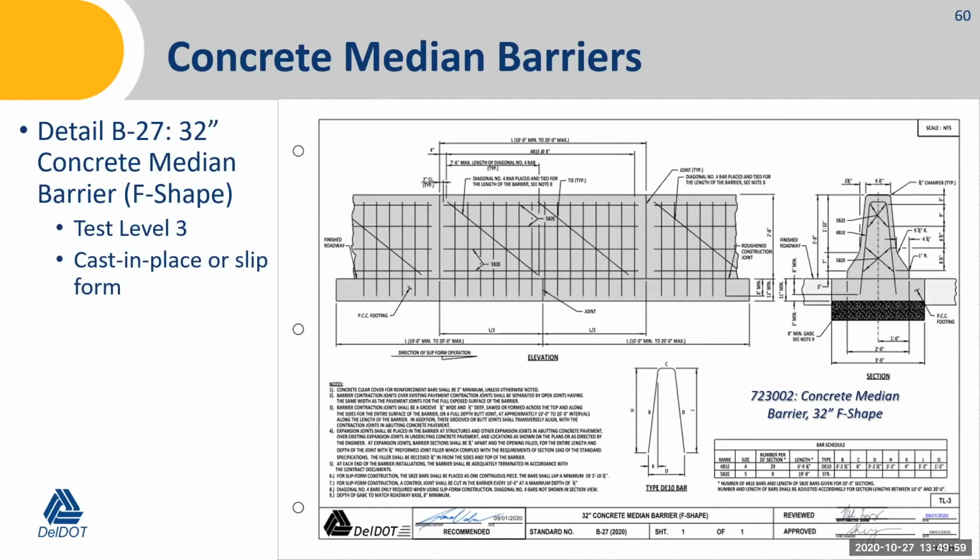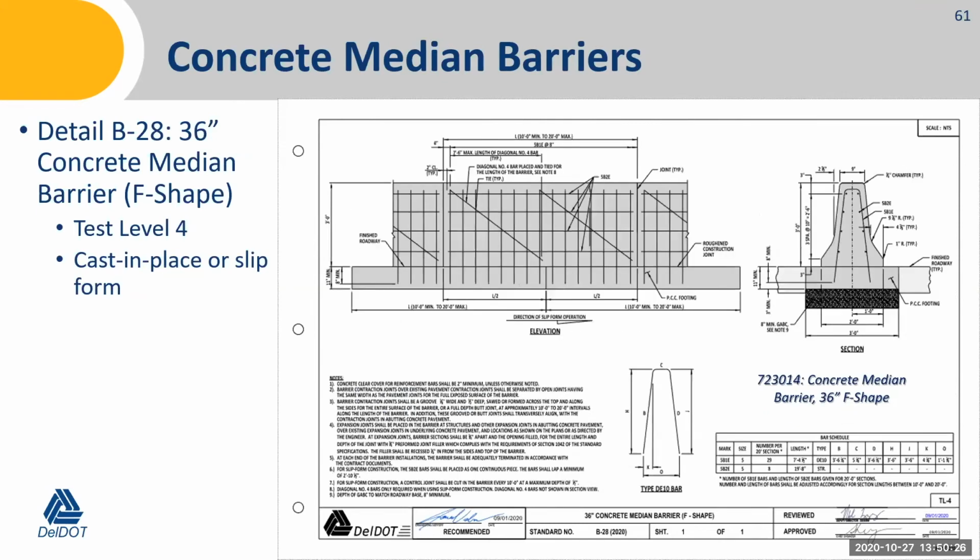All right, from a median barrier perspective, we have a 32-inch concrete median barrier. This is a test level 3 design. This is more for our collector roadways where we might have a need for a median barrier, something in a lower speed situation, maybe less truck traffic, those types of things. Again, cast in place or slip form operation for installation. And you can see the rebar requirements and the footing requirements on the detail.